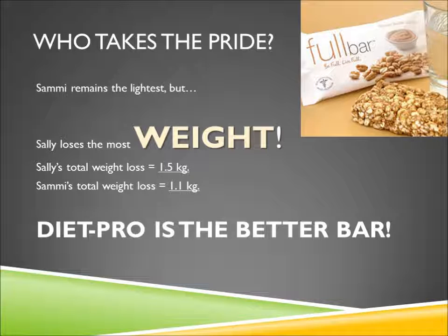So who takes the bride? Sammy remains the lightest, but Sally loses the most weight with Diet Pro. So Sally's total weight loss 1.5 kilograms. Sammy's total weight loss 1.1 kilograms. So Diet Pro, the best bar, better than Yummy Diet. So that's how that experiment went.